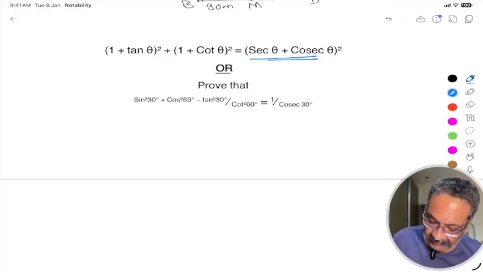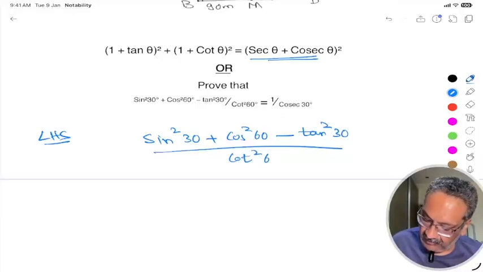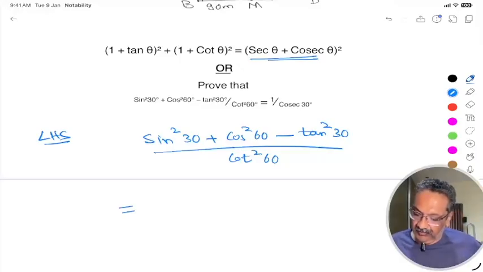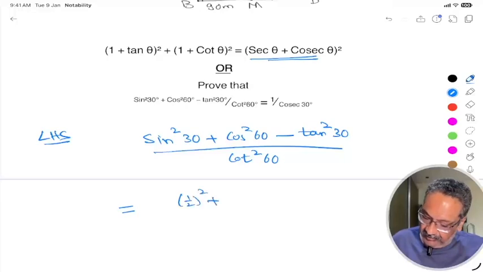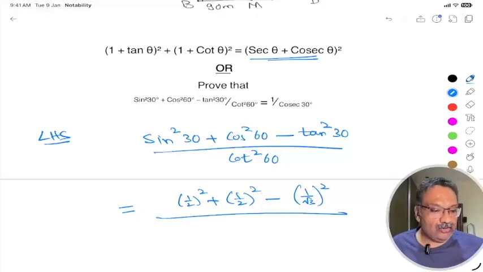Now let's take the OR part also. We have the LHS: sin square 30 plus cos square 60 minus tan square 30 by cot square 60 degrees. What is the sin square 30 value? Sin 30 is 1 by 2, so (1 by 2) whole square, plus cos square 60, and cos 60 is also 1 by 2, minus tan 30, which is 1 by root 3, whole square, divided by cot 30 degrees, root 3, whole square.